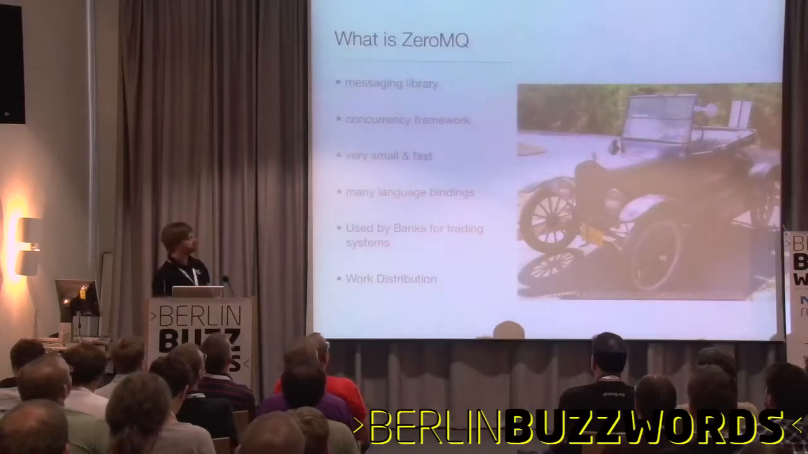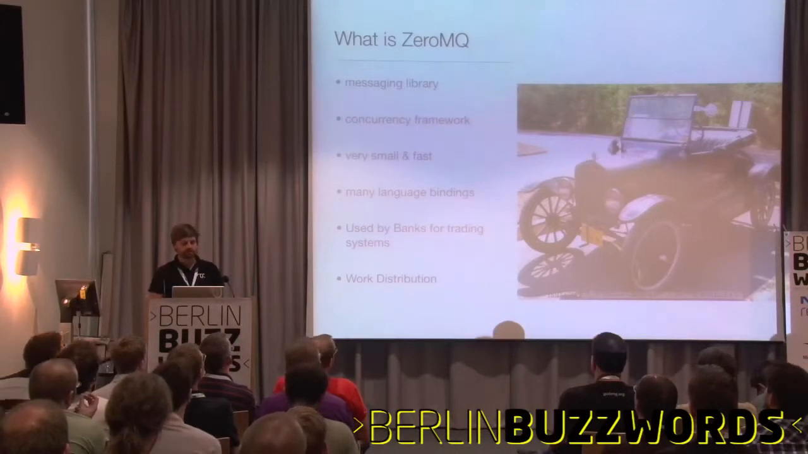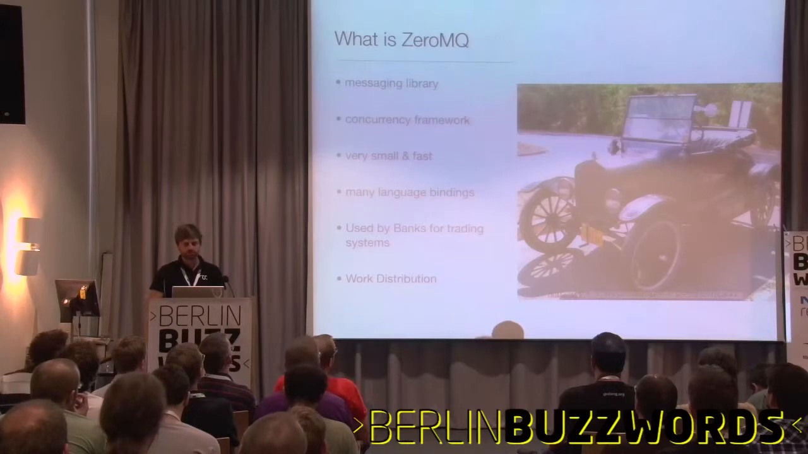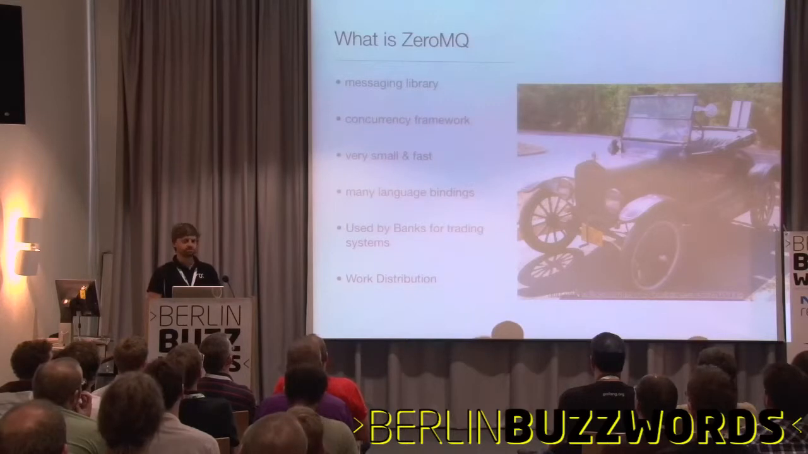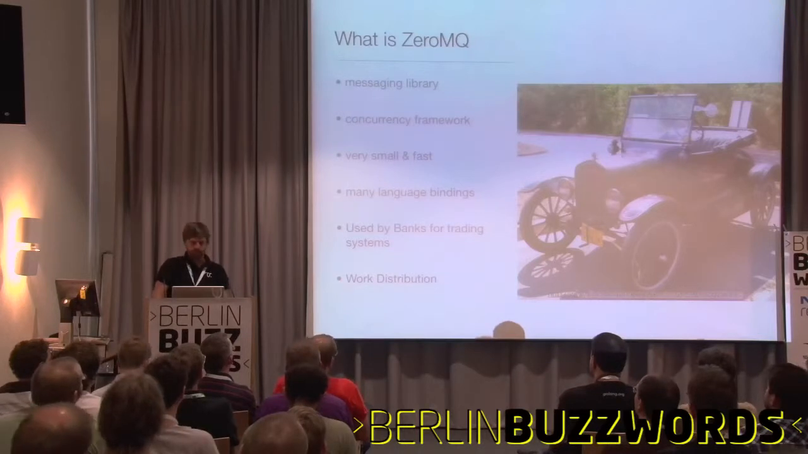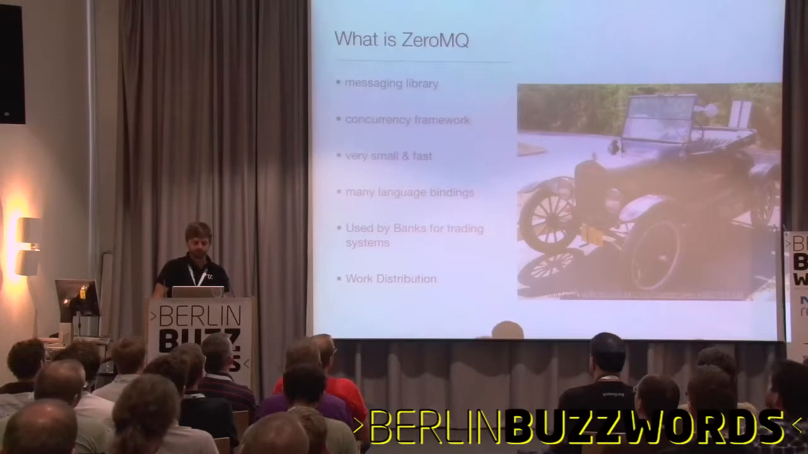So basically, ZeroMQ is a messaging library. You can think of it as a concurrency library, so it has some features as, for example, in Erlang, the message passing. It is very small. Actually, the core is just about 16 or 18 methods of C++, and it's extremely fast. I won't go into the numbers, too many variables there, but there's a page on the website where you can see how fast it really is.